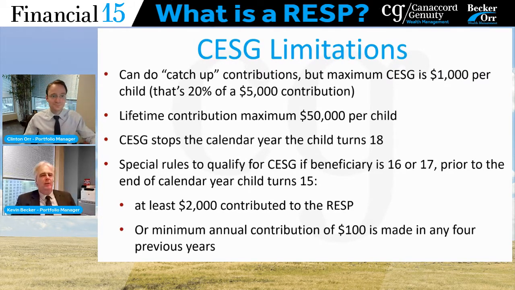Yeah, basically all the way up to 15, as long as you've contributed in there, then you're going to get the grant. But if you haven't started until the child's basically 15, at 16 and 17, the only way you're going to get grant money in those 2 years is if you've contributed at least $2,000 into the RESP per child, or you've had a minimum annual contribution of $100 made in previous 4 years. Now, that does not have to be consecutive. If you did it when they were 3, 6, 8, 12, that's enough contributions. You can put it in and go from there.